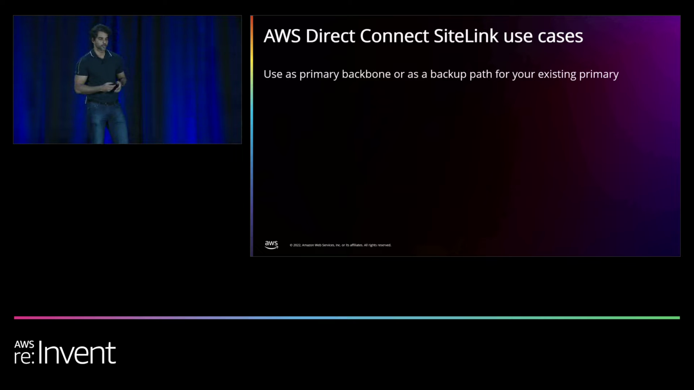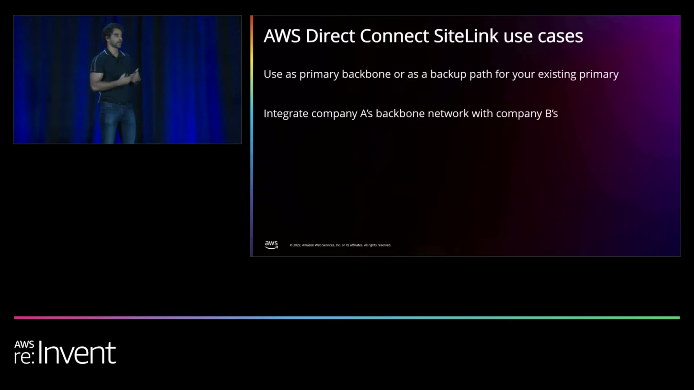Now, when would you want to use SiteLink? If you already have a primary backbone through some of the top service providers and you want a backup backbone for your data center connectivity, you can use AWS Direct Connect SiteLink. Or if you don't have one, go ahead and use AWS Direct Connect SiteLink as your primary backbone.